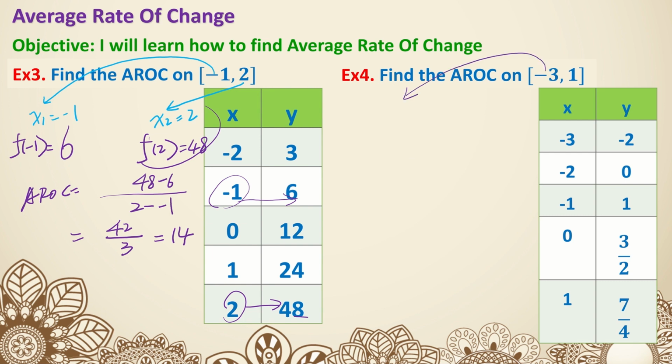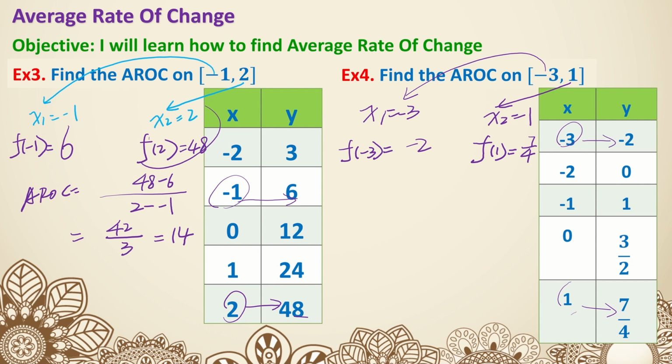Same thing. The interval tells you x1 is -3 and x2 is 1, and you're trying to identify f of negative 3 and f of 1. F of negative 3 is at negative 2. F of 1 is at 7/4. Now we can calculate the AROC, which is 7/4 minus negative 2, and then it's negative 1 minus negative 3.